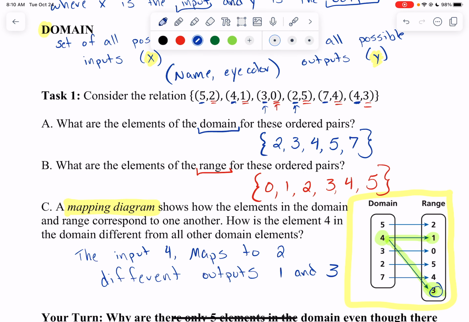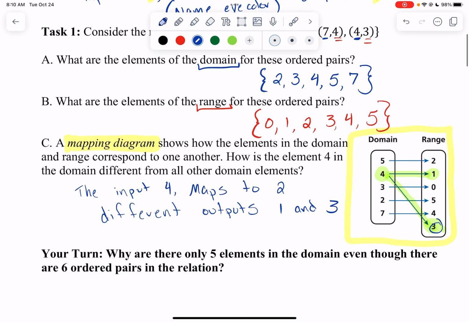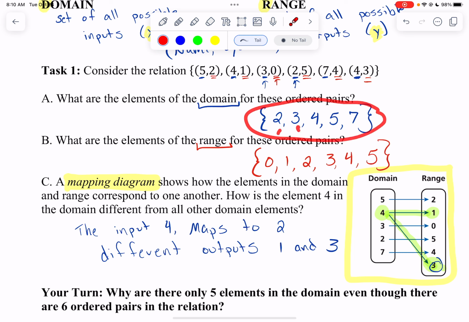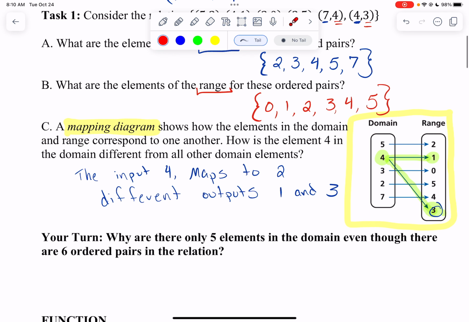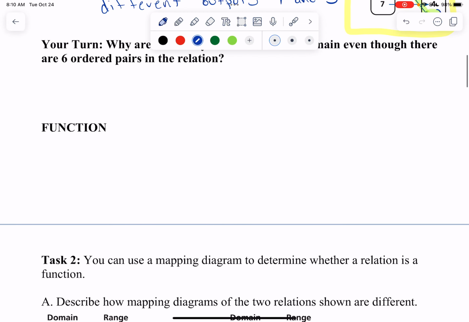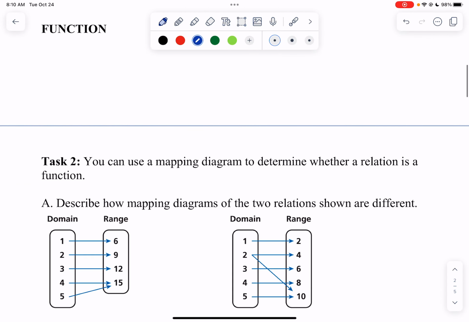Okay. All right, so now I want you to go ahead and pause the video and think about this question. Why are there only 5 elements in the domain, even though there are 6 ordered pairs in the relation? Why are there only 5 things in here, 1, 2, 3, 4, 5, when we actually have 6 things up here? All right, so hopefully you gave some thought to that.